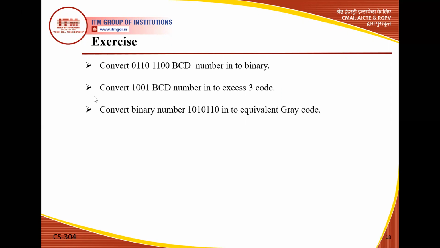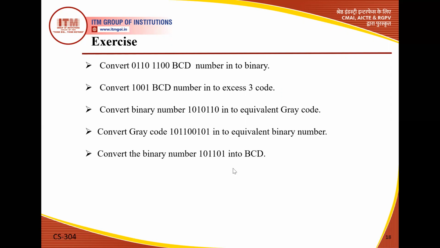Convert a binary number into equivalent gray code. We already discussed this in the previous slide, how we can convert with the help of XOR gates. Convert gray code into equivalent binary. We also discussed conversion of binary to gray and gray to binary both. Convert the binary number into BCD. On the basis of the above discussions in this lecture, we can easily solve these questions mentioned in the exercise.